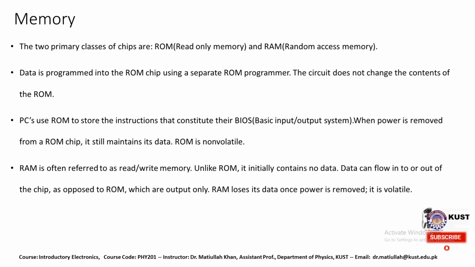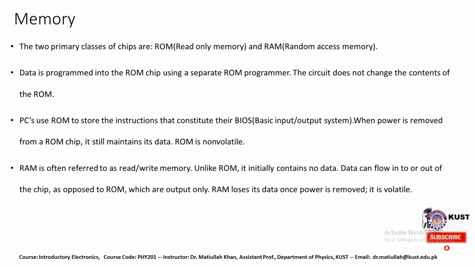When power is removed from a ROM chip, it still maintains the data. That is why ROM is non-volatile. If you switch off the circuit, the cell phone, the laptop or the PC, the data stored in ROM is not vanished or erased, but is maintained even if you want to access the laptop, the computer, or the PC again after some time. Your data is stored, or saved, so you can access it.